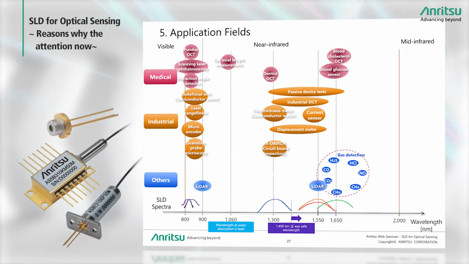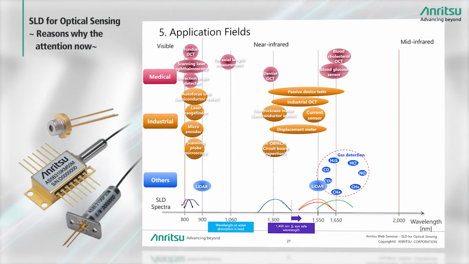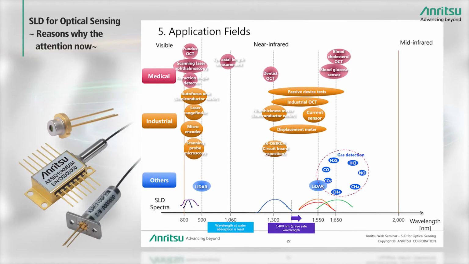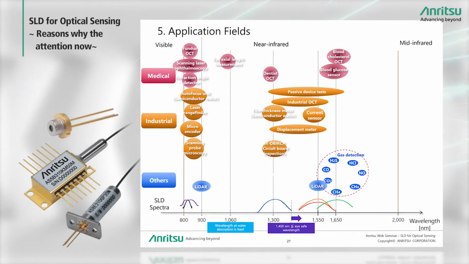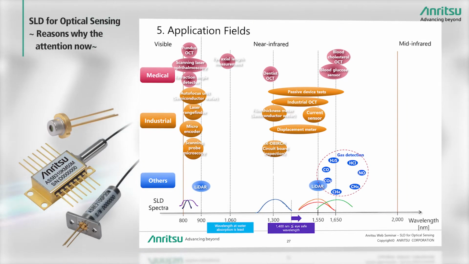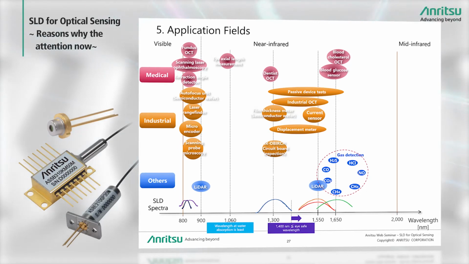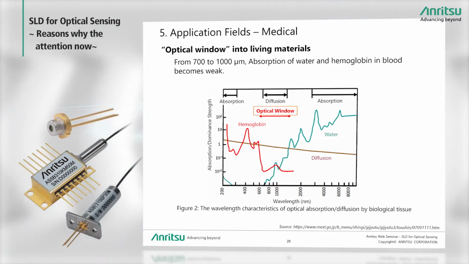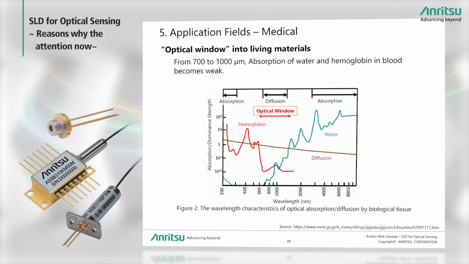There are various SLDs covering the near-infrared from 800 to 2000 nanometers. Here are some application examples in the medical, industrial, and other fields. First, let's look at medical applications and explain why we use the near-infrared. The reason is that there is an optical window into living materials.